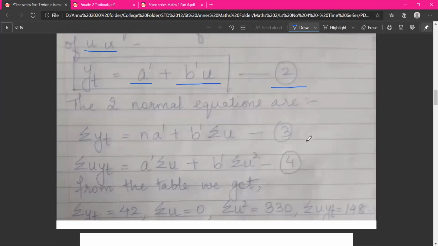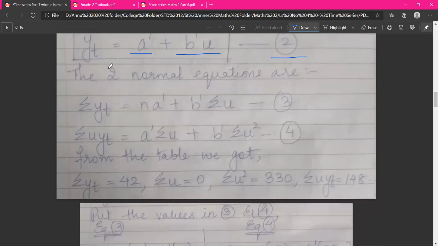Now, in order to get the values of a dash and b dash, we will use two normal equations of linear least square method. So the two normal equations are summation y of t is equal to a dash into n plus b dash into summation u, which you will name equation number 3, and summation u yt is equal to a dash into summation u plus b dash into summation u square. So you will name it as equation number 4.